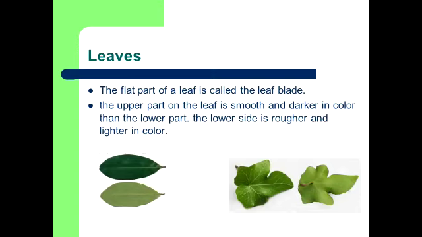Leaves. The flat part of the leaf is called leaf blade. The upper part of the leaf is smooth and darker in color than the lower part. The lower side is rougher and lighter in color.